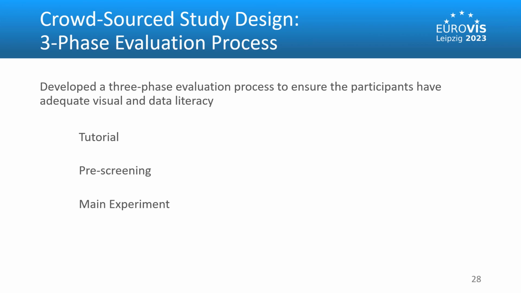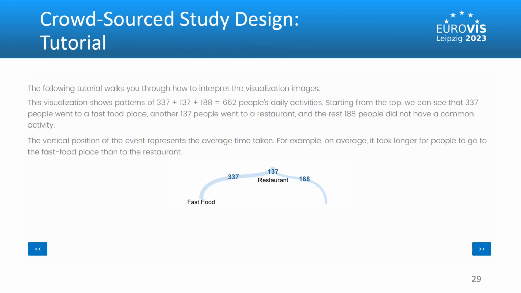It is difficult to assess participants' capability to read visualizations in a crowdsourced setting. We developed a 3-phase evaluation process to ensure the participants have adequate visual and data literacy. The participants first complete a tutorial and a pre-screening test. They proceed to the main experiment if they satisfy the pre-screening criteria. In the tutorial, the participants click through a series of displays which highlight different attributes of the visual summaries. Here is a screenshot from the tutorial.